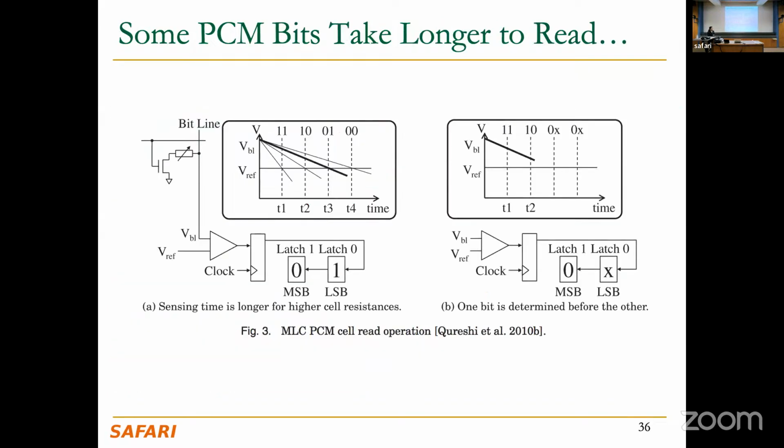So let me talk a little bit more about when we use the multi-level cell. When we divide the range of resistance in the PCM cells to use as a multi-level cell, the sensing time for a cell is longer, because we need to sense two bits, the most significant bit and the least significant bit. And we only determine one bit before the other bit.